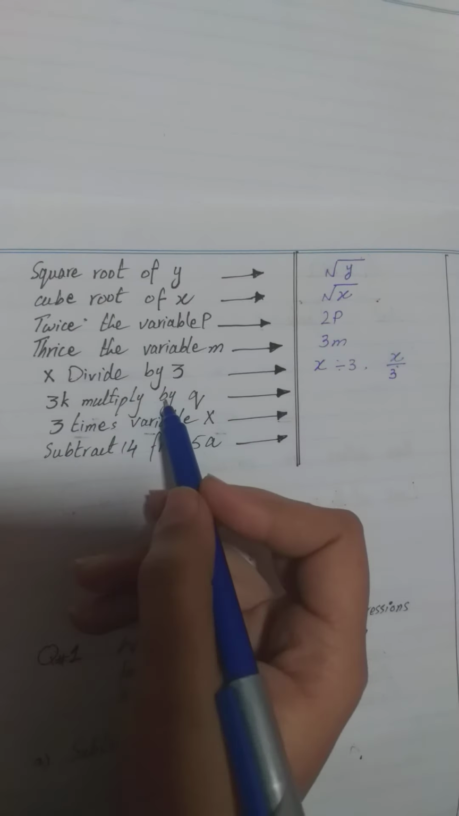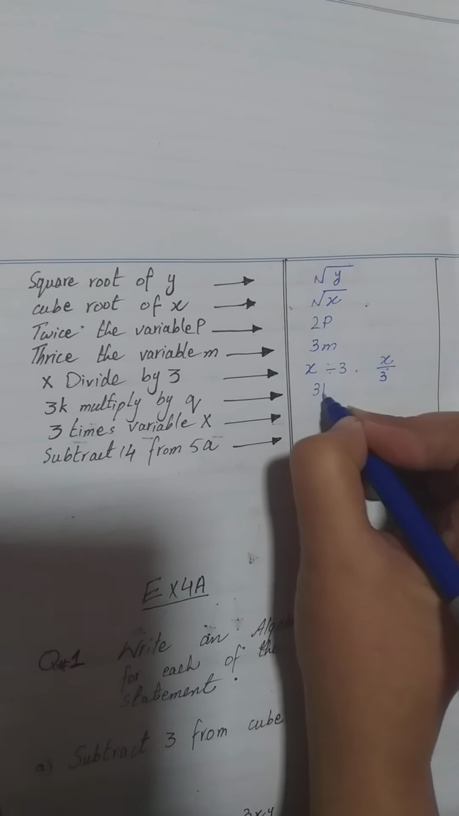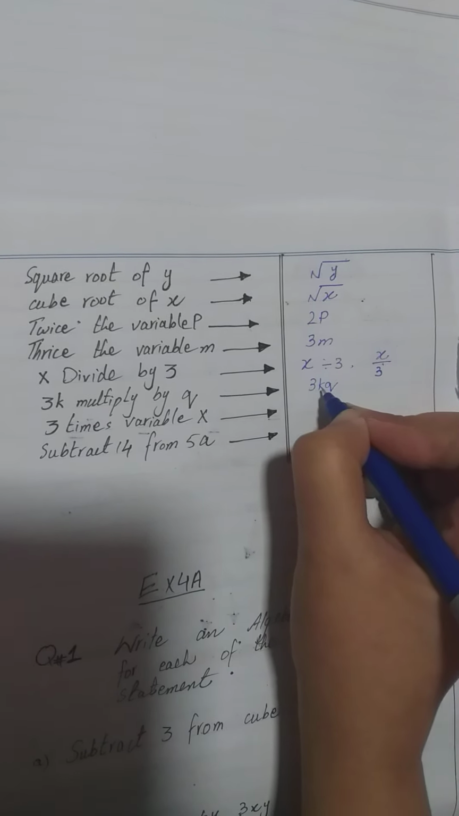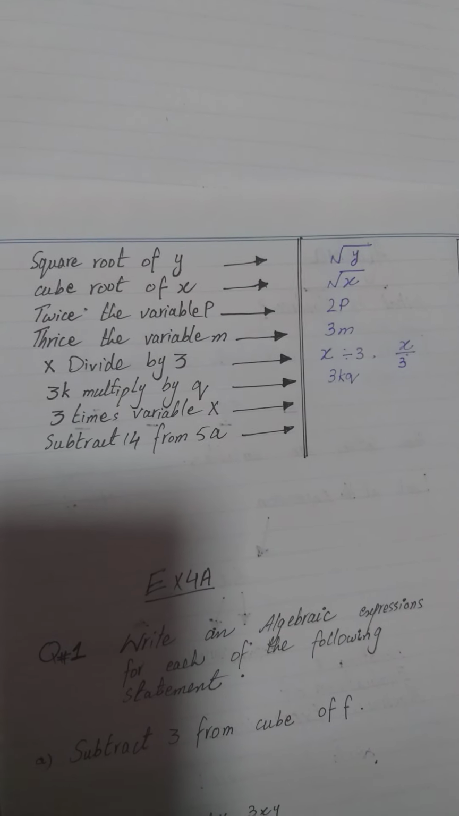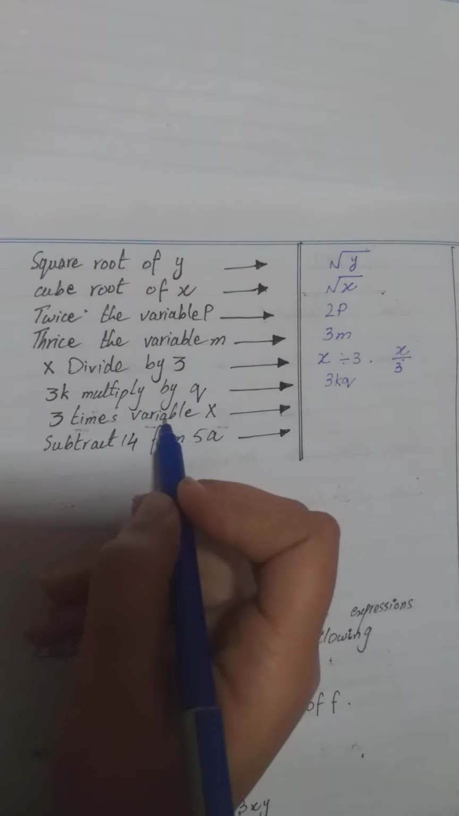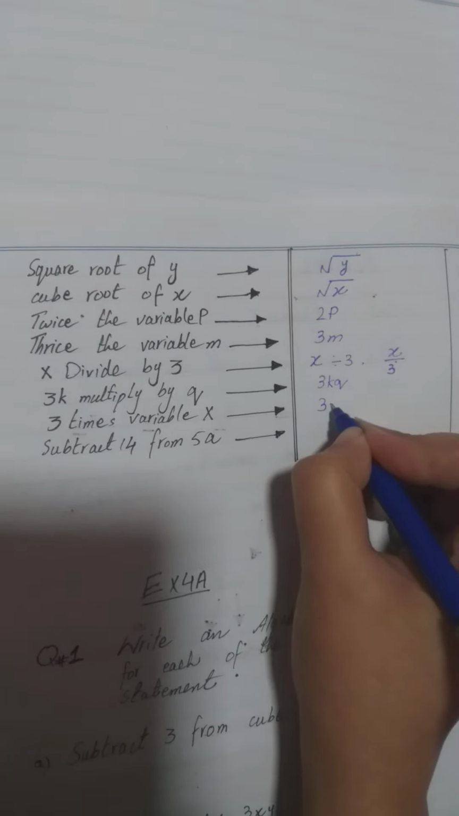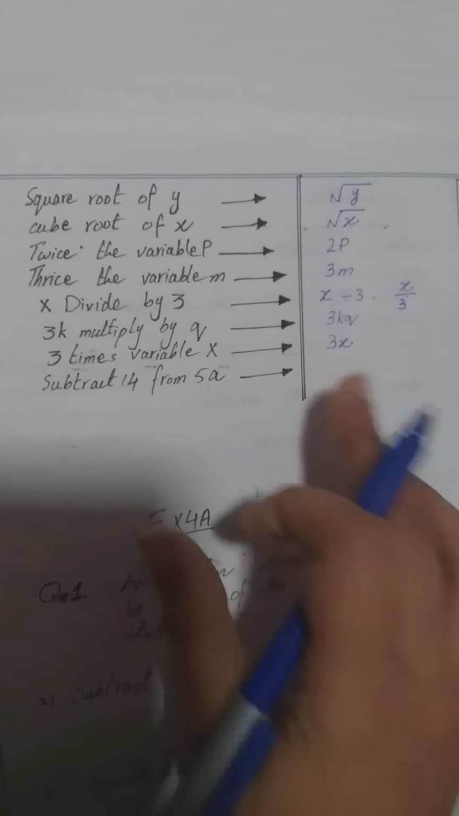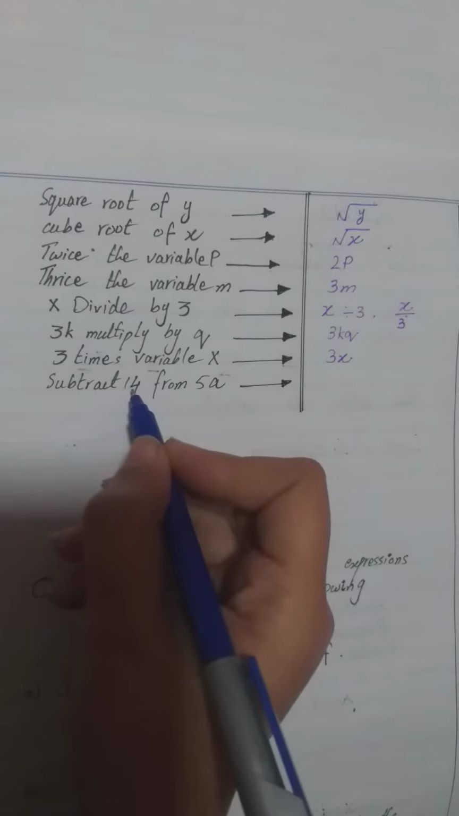3k multiplied by q. For multiplication we don't need to put the multiplication sign. You can write 3kq. No sign means multiplication. 3kq is the answer. 3 times variable x: times means multiply, so 3 times x, 3 multiplied by x.